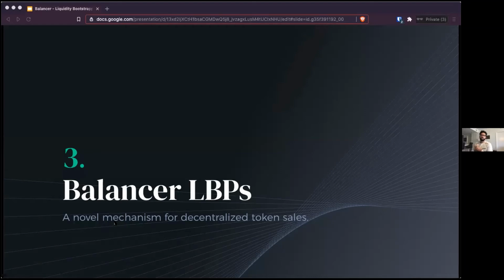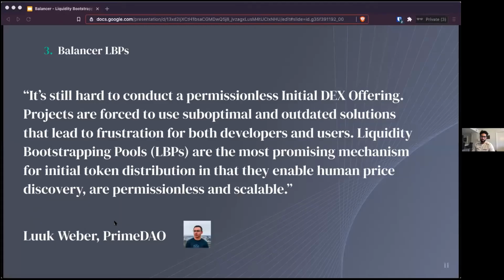So that brings us to LBPs on Balancer, which is a new, different approach to this whole problem. I'm going to cover some of the key features of liquidity bootstrapping tools and how they compare to other options. And I'm also going to use the words of people in the crypto community rather than just my own words to convey these points to you.